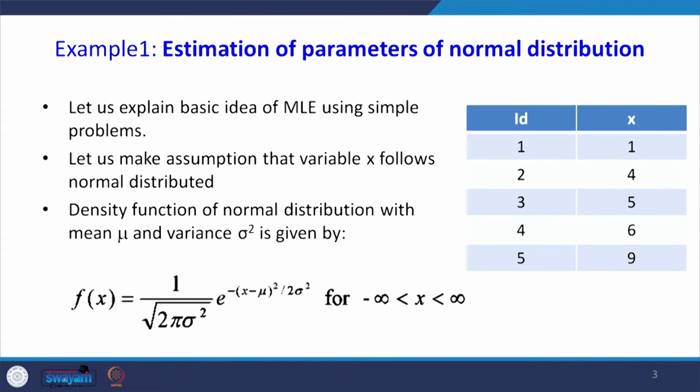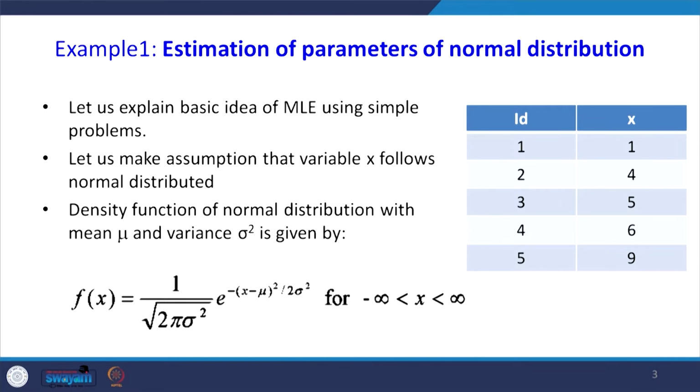Let us take one example. Example 1 is estimation of population parameter of a normal distribution. Let us explain the basic idea of maximum likelihood estimation using a simple problem. Let us make the assumption that variable x follows normal distribution. The values of the variable are 1, 4, 5, 6, 9.